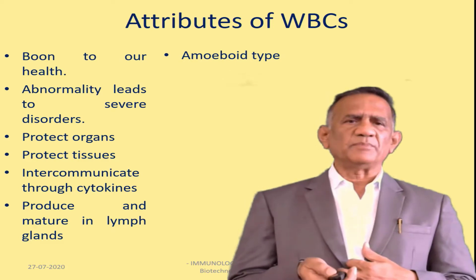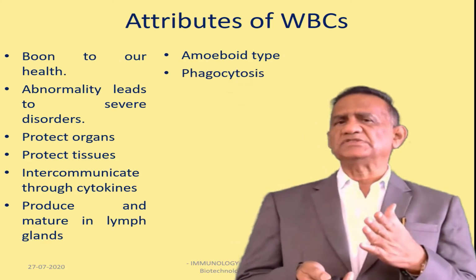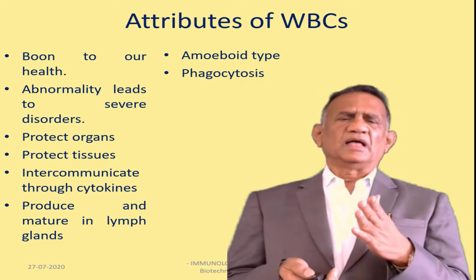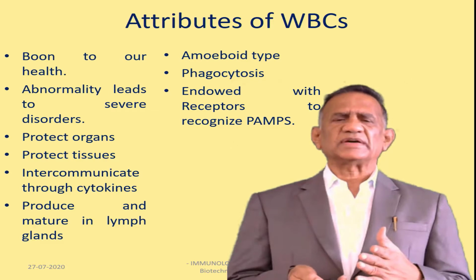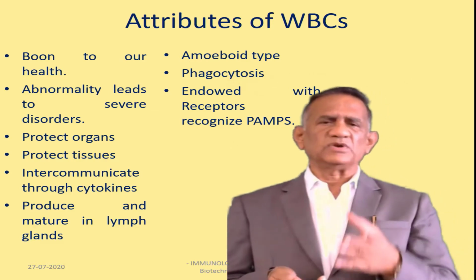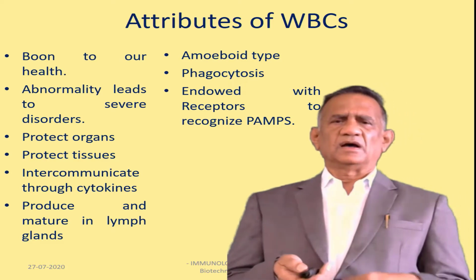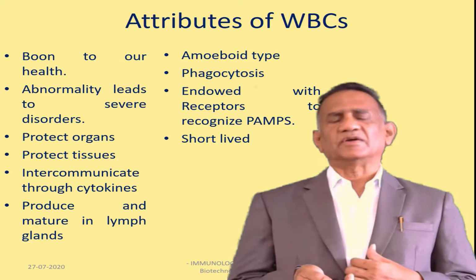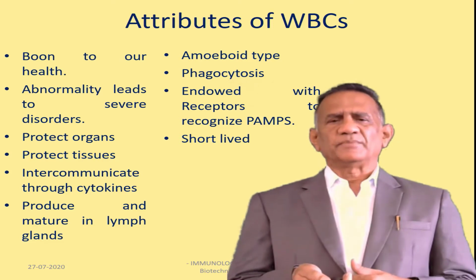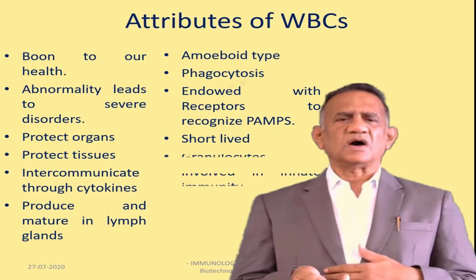And again, they are all amoeboid type. They undertake phagocytosis. Phagocytosis is one of the main functions of innate immunity. And they are endowed with receptors to recognize PAMPs. This is what we handled in unit 1, in topic 1. That is, they are all endowed with toll-like receptors to recognize pathogens. And they are short-lived. That is another important thing: all WBCs are not long-lived, they are short-lived.